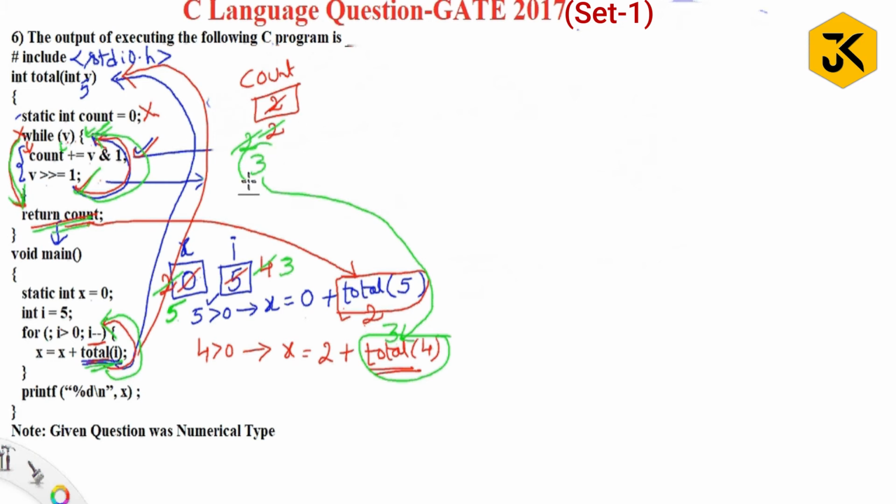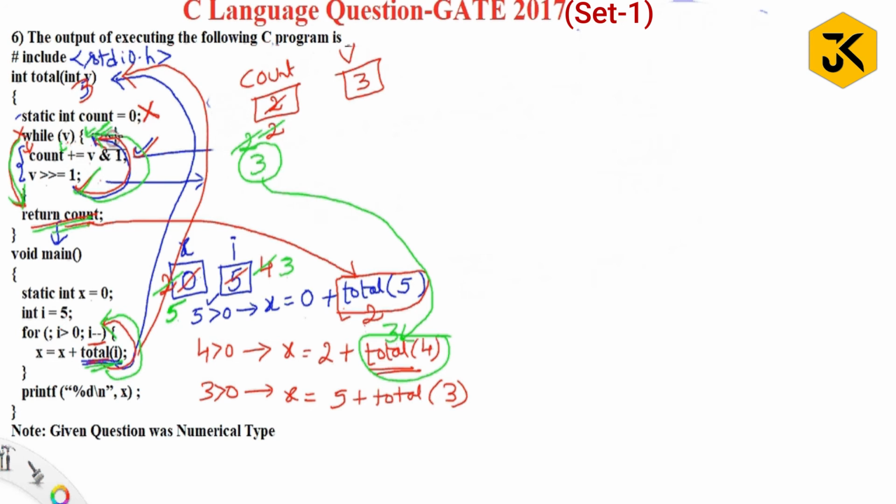Now count value is 3. Now once again the value will be decremented by 3. Now once again it is going to execute. 3 greater than 0? Yes. X equal to x plus total of I. X value is what? 5 plus total of I. I value is what? 3. So it is going to pass 3 here. V will be now 3. Now this statement won't execute as it is a static variable.